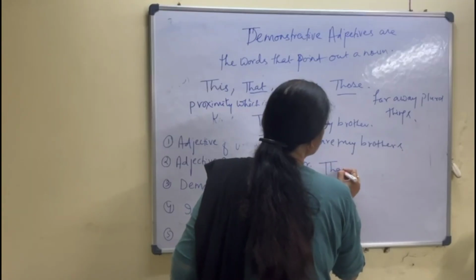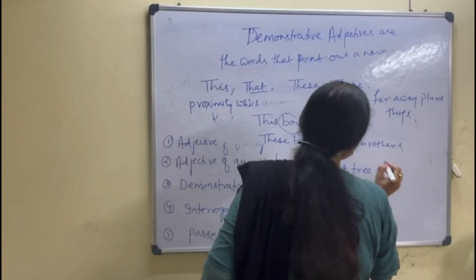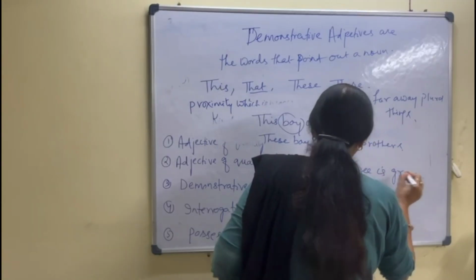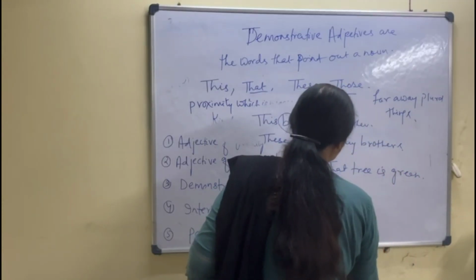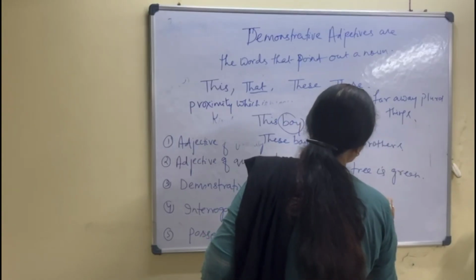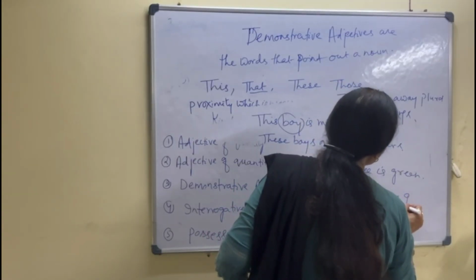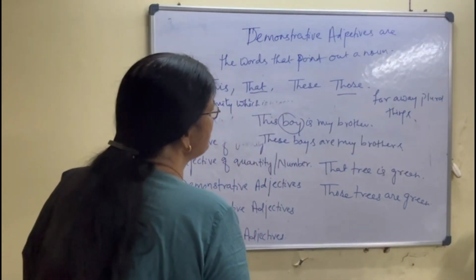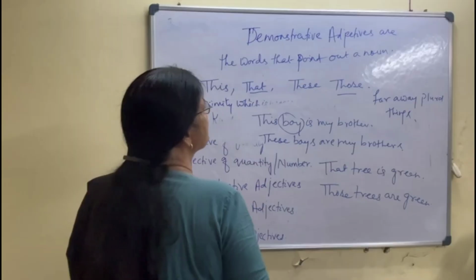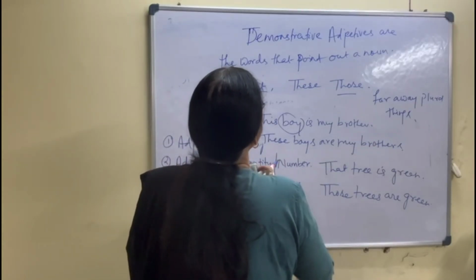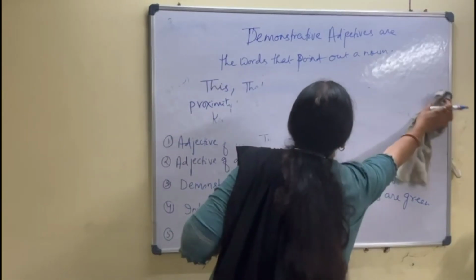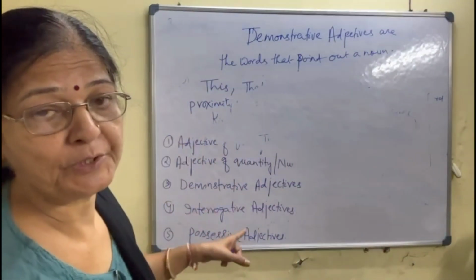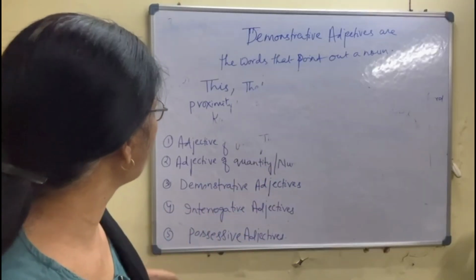That tree is green. वो पेड़ कैसा है? वो green है. That tree is green. Those trees are green. So this, these, that, those are called demonstrative adjectives because they demonstrate the noun we talk about. They simply point out the nouns that we talk about.